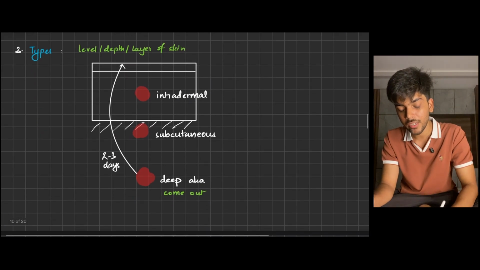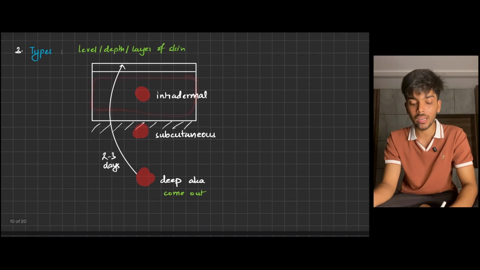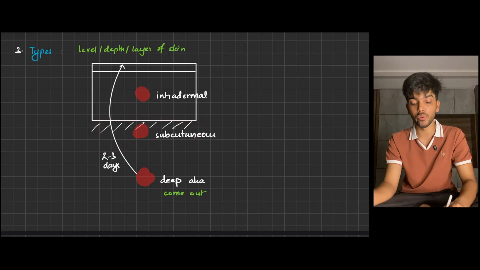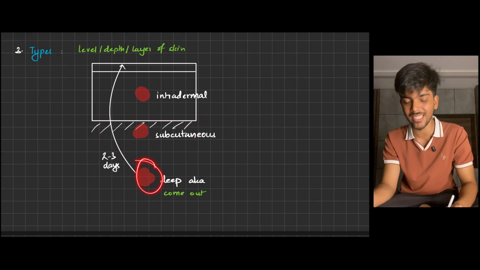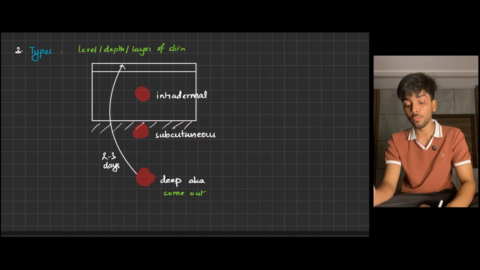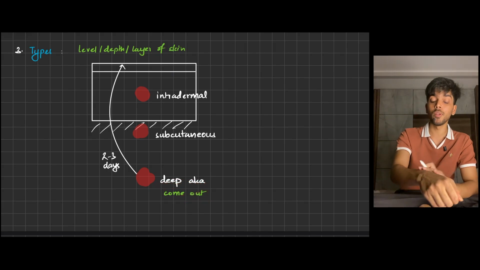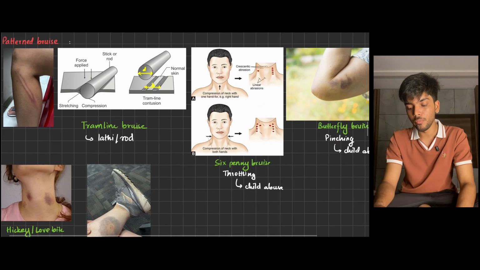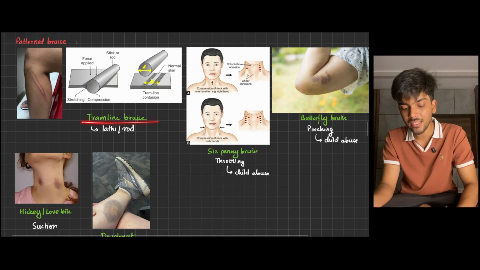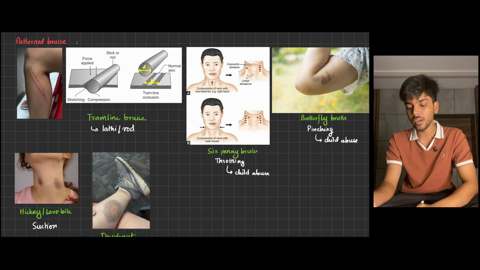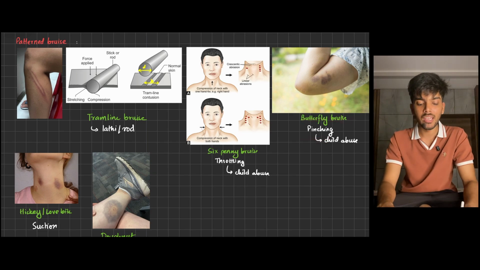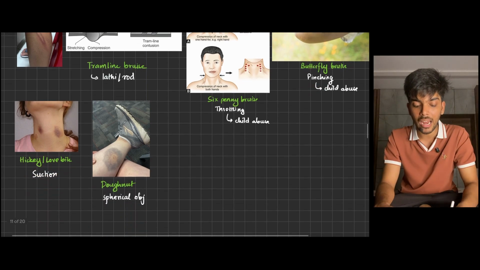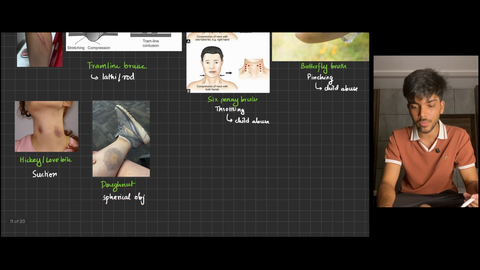Then types. If it is at the level of dermis, it's intradermal. At the level of subcutaneous tissue, it is subcutaneous. Or if it is much deeper, it is deep, which is also referred to as come out bruise, because the bruise comes out and is visible over the skin after 2 to 3 days. Patterned bruise. You have tramline bruise as a result of lathi or rod. You have six-penny bruise as a result of throttling. Butterfly bruise as a result of pinching. Hickey or love bite as a result of suction. And donut bruise as a result of spherical object.